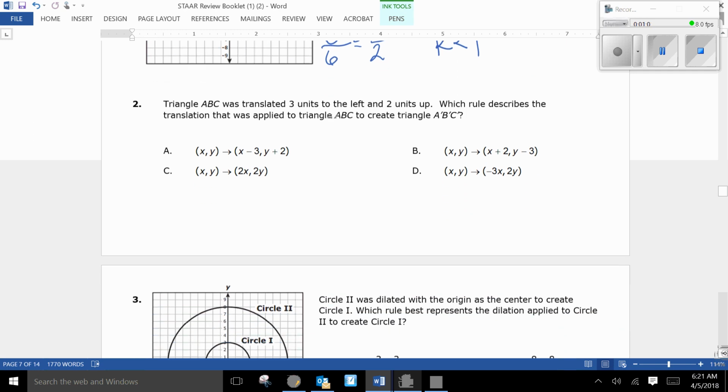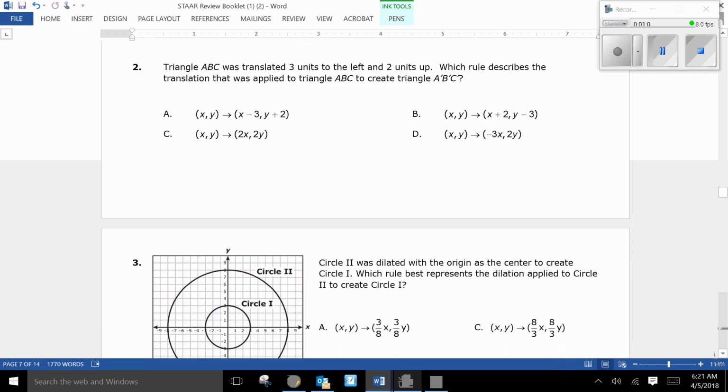Number 2, triangle ABC was translated 3 units to the left and 2 units up. Which rule describes the translation that was applied to triangle ABC to create triangle A prime B prime C prime? Okay, so 3 units to the left, that would affect my X value. And to move to the left 3 times, I want to subtract 3. And 2 up, I want to add 2 to my Y value. So A would be my answer.